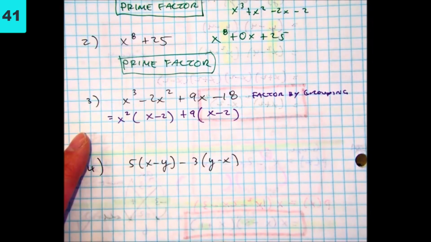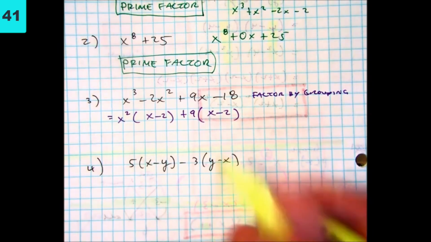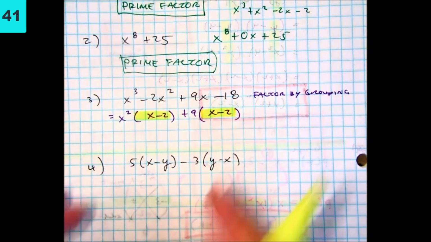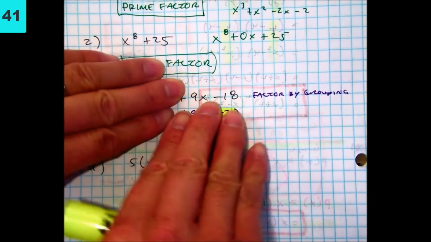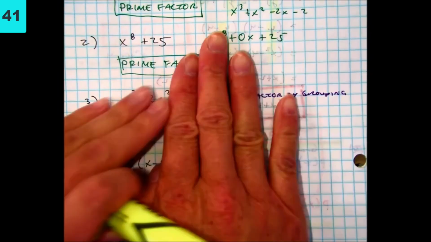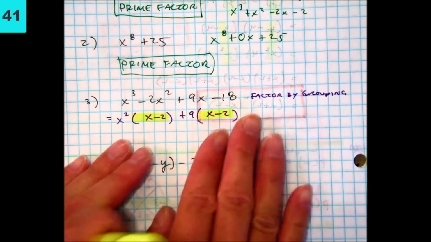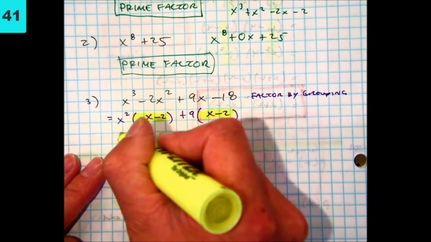Okay? If I'm paying attention, I realize that on both sides of the plus sign, they both have an x minus 2. So what I'm doing here is a second greatest common factor. I found a greatest common factor on the left side, I took a greatest common factor on the right side, and then when I look at it, I realize they both have another x minus 2 in common.